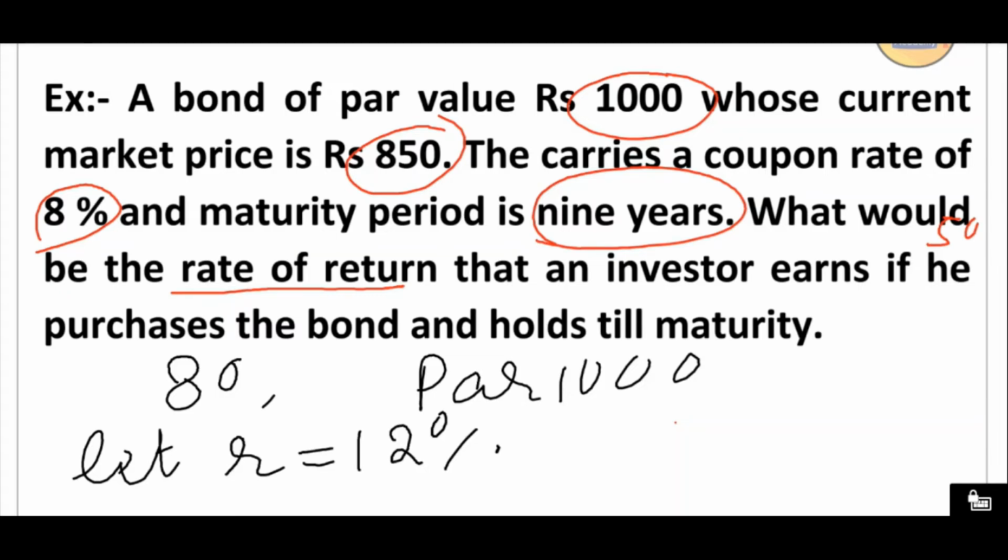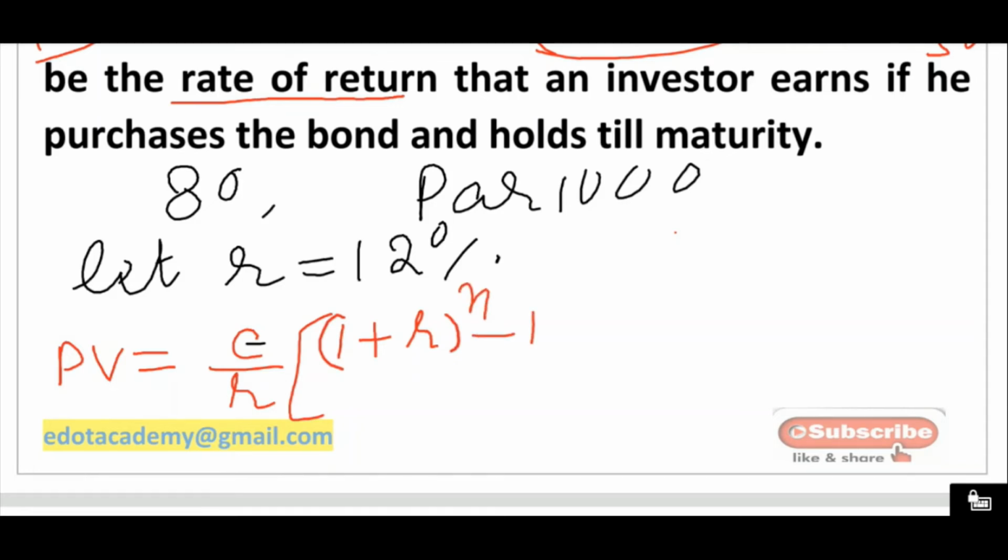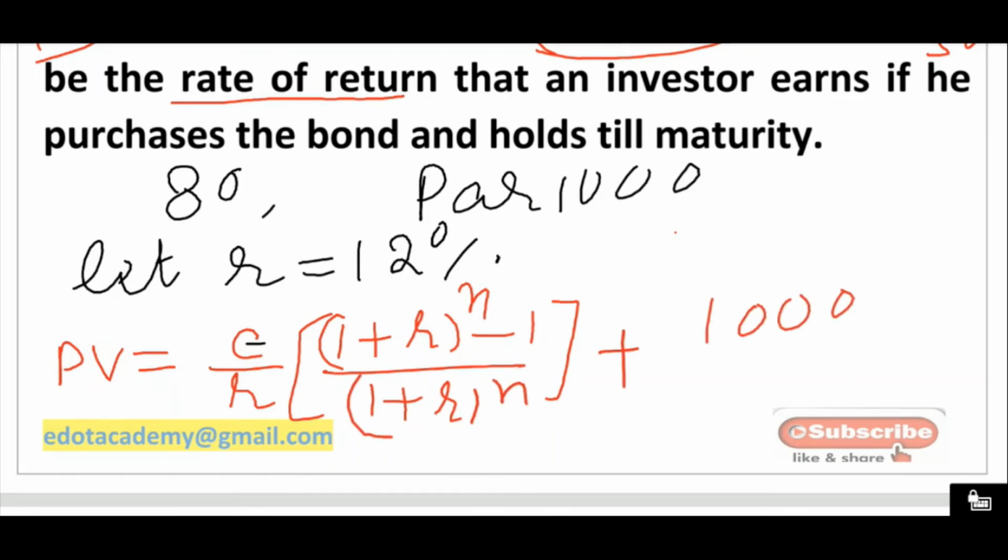Okay, so now write the formula here. Our formula will be: present value PV equals C by R, into (1 plus R to power n minus 1) divided by (1 plus R to power n), plus 1000, because 1000 we will get after the 9 years, divided by 1 plus R to power n. And n is how much here? n equals 9 years. So these are the values to find out the present value if it is 12%. So what is the present value of the bond?